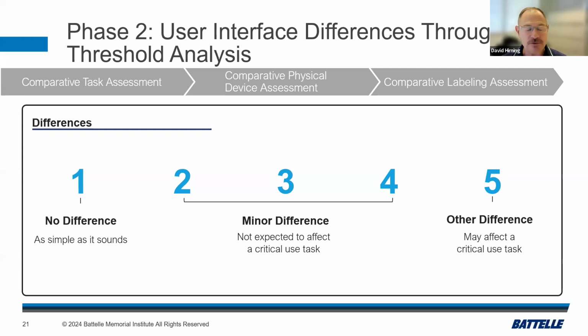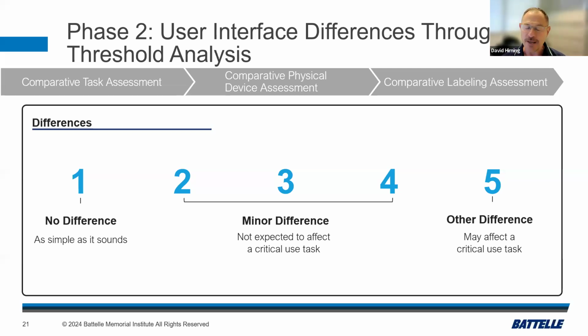Now, if you look at the slide for just a moment, the 2017 guidance talks about no difference, minor differences, and other differences. Well, I'm proposing that we look at it on a scale from 1 to 5. And that'll make more sense when we revisit this topic a little bit later. 1 is no difference, 5 is other difference, and minor difference encompasses everything in between.